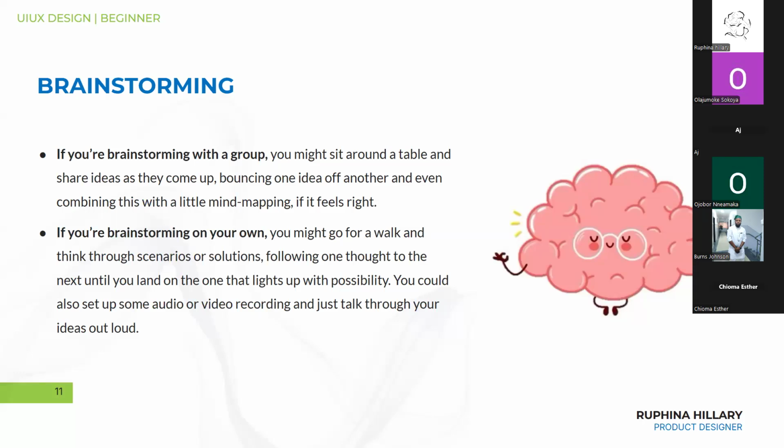Another way you can even brainstorm on your own is to get an audio recorder, then just talk. You have the how might we question, you have the problem you're trying to solve, then just start saying what you think. Just talk through your ideas out loud and record it. This way you can go back to it later and filter what you have said to see what you can take from it.